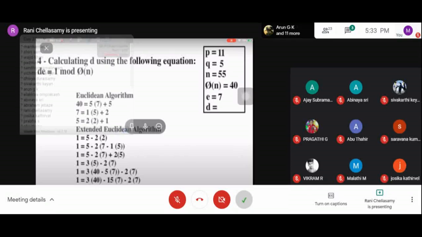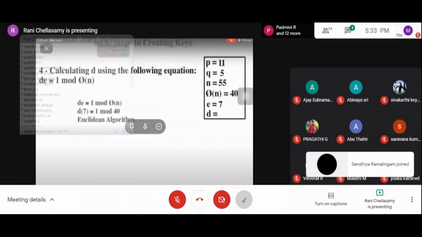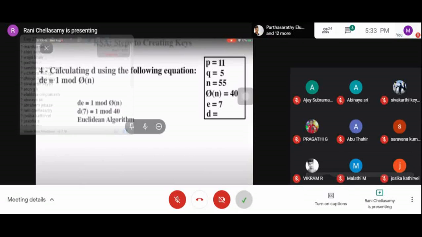So what is the previous step you are having? In this, d of 7 equals 1 mod 40. So in this equation, you have the values 7 and 40. With this 7 and 40, you have to proceed with the Euclidean algorithm. This 40 should be taken on the left side and 7 should be on the right side. Keep that in mind. You have to find out how many times 7 goes into 40. The answer is 5 and you will get the remainder 5.